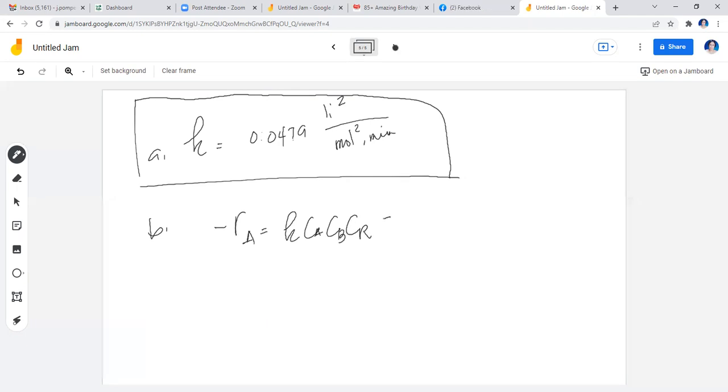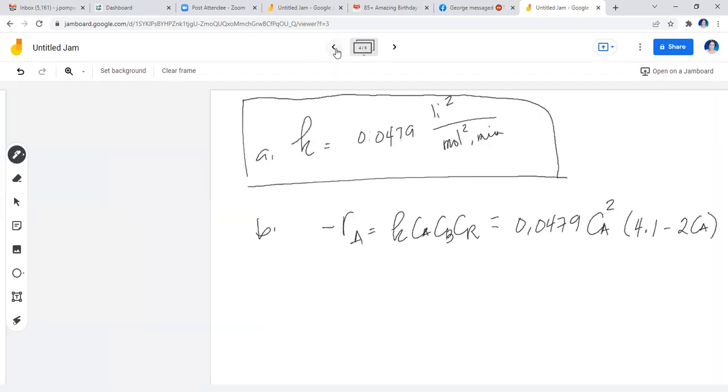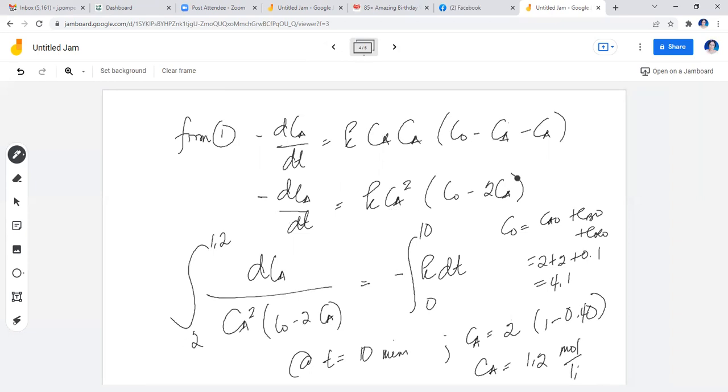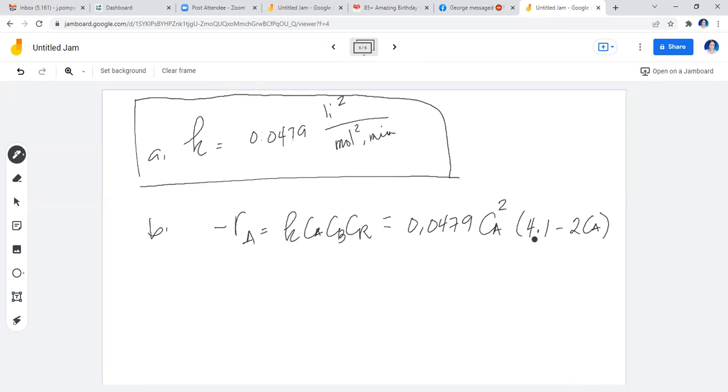But now it could be written as, we have already the rate constant, so it should be 0.0479. You have C sub A. This is also C sub A, so this becomes squared. And C sub R is 4.1 C sub O minus 2 C sub A. Okay? It's in here. It's even the integral that we have evaluated. The C sub O is 4.1, so I have already placed it in here.